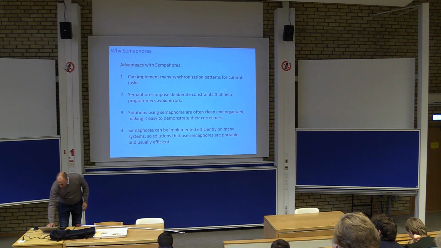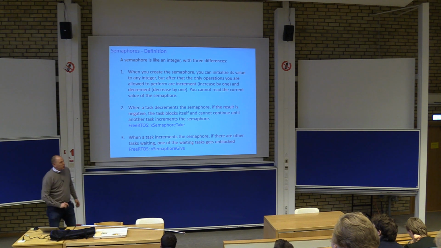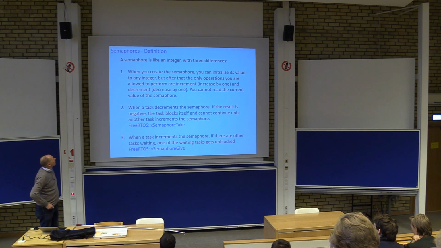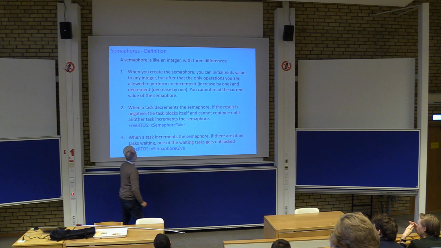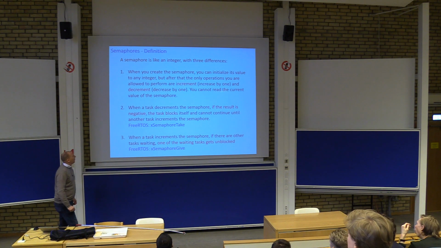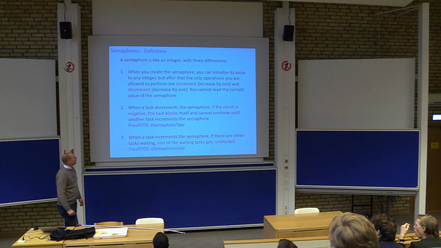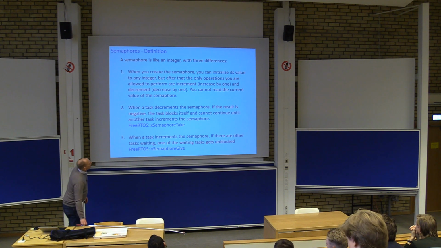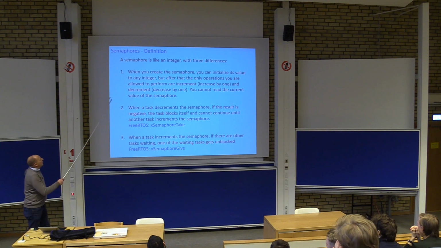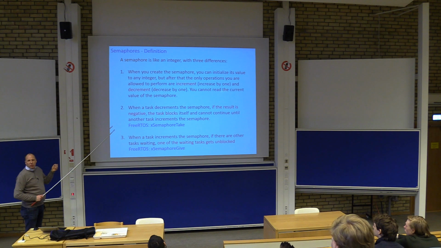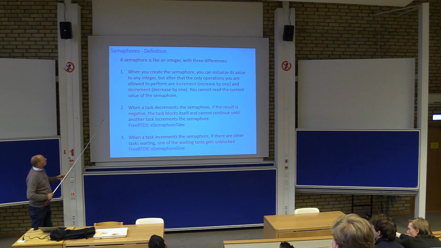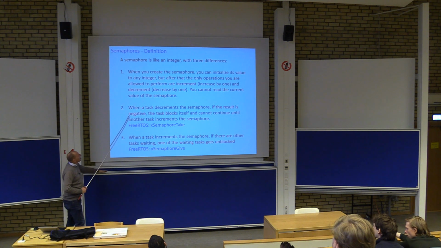Actually, I think we will wait with this. So we will switch to semaphores directly. So a semaphore is a data structure that has a couple of operations. Technically, when you create a semaphore, you can think about the semaphore as an integer variable, but with a couple of differences.